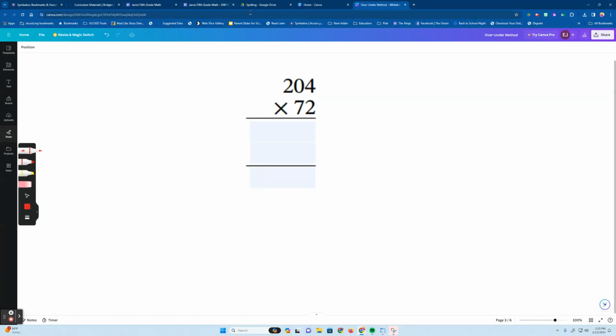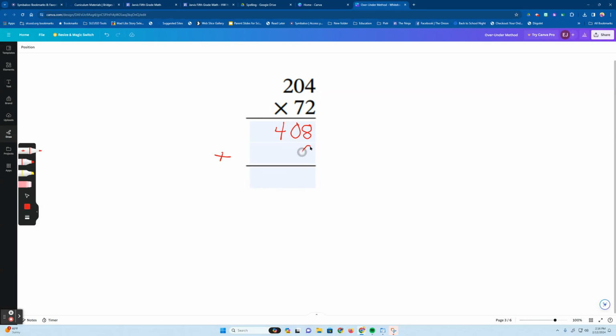Okay. All right. So once again, I'm thinking of this as 2 times 204 plus 70 times 204. So I'm just going to do 2 partial products. 2 times 4 is 8. Sorry, once again, I'm struggling with my pad here. 2 times 4 is 8. 2 times 0 is 0. 2 times 2 is 4. So I got 408.